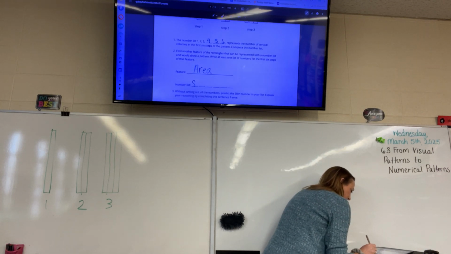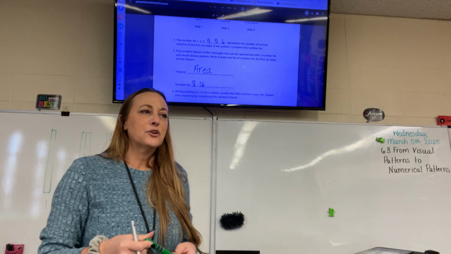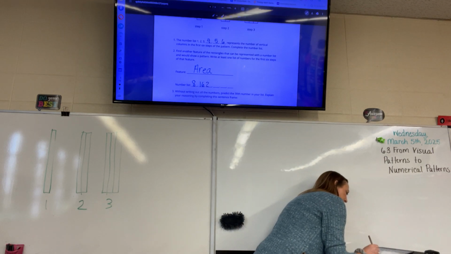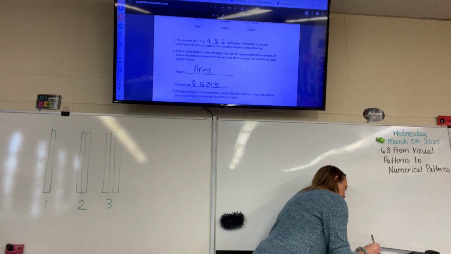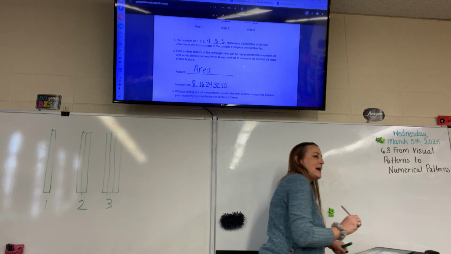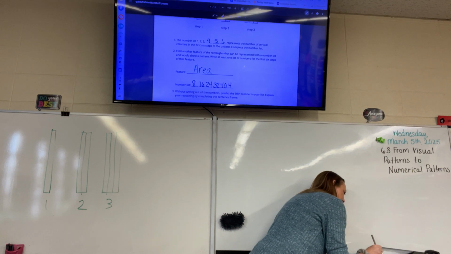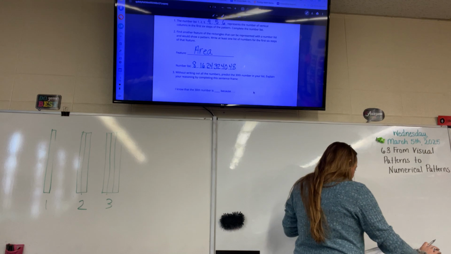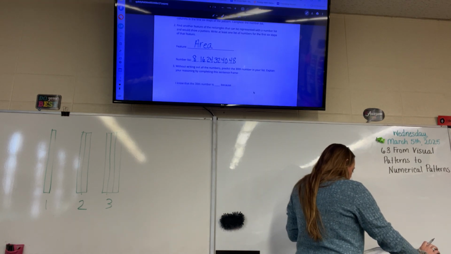So 8, 16, because there's 16 squares. What's the third one? Evan? 24. What would the fourth one be, Fisher? 32. Yeah. What would the 5th step be, Jackson? 40. What would the 6th step be? Haziel? 48. Okay. Without writing all of the numbers, predict the 30th number in your list.